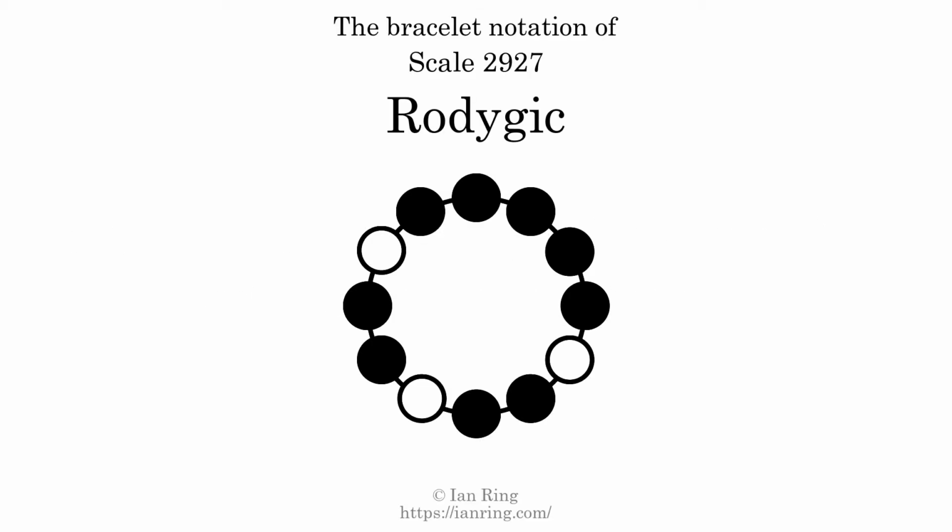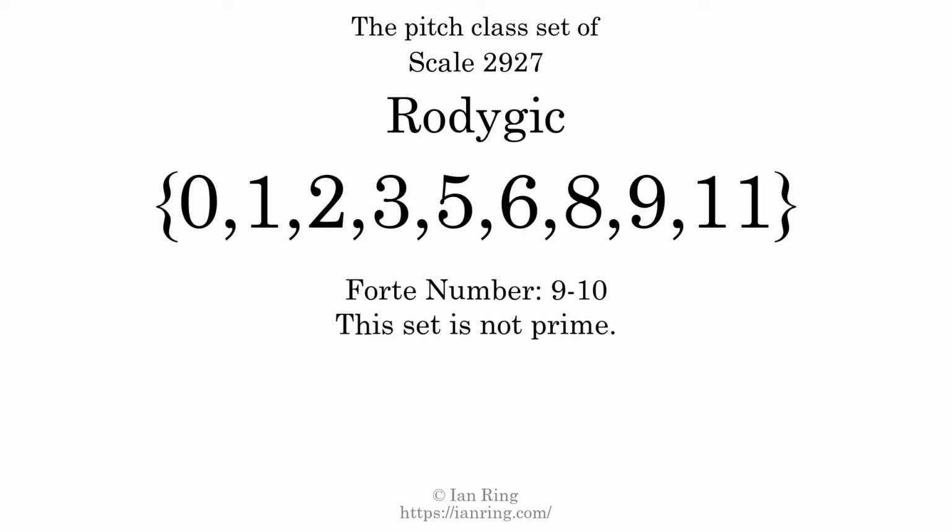This is a bracelet notation diagram of scale 2927. The shaded circles represent tones that appear in the scale, and they are read clockwise, starting at the top. The pitch class set for this scale is 0, 1, 2, 3, 5, 6, 8, 9, 11. The forte class is 9-10. This set is not prime.